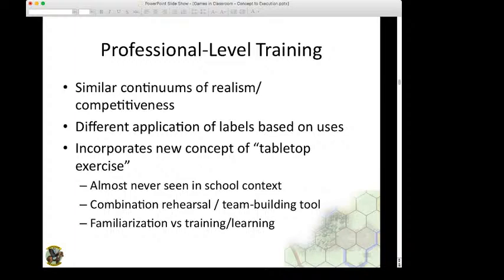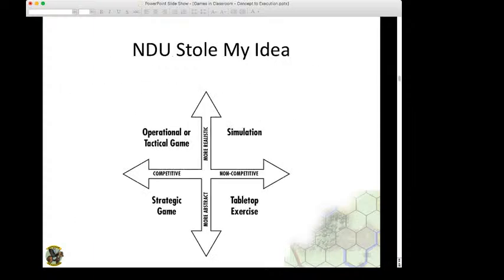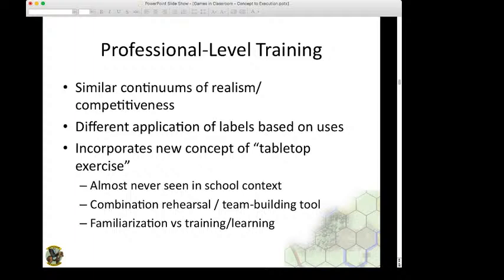So at the professional level, when we're looking at professional level training, so this is not in a classroom environment. This is the military. This is EMS. This is guys that need this kind of training for real. We have similar continuums of realism versus competitiveness, but different application of the labels based on the uses. And that's what the NDU was doing with their version of this, is that they put slightly different labels on the kinds of things that we were just describing in the previous matrix. So the idea of like a tabletop exercise, again, you're almost never going to see that in a school context, but it's a very important thing in a professional context.